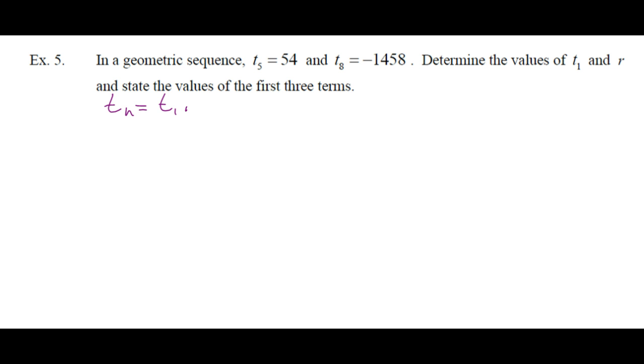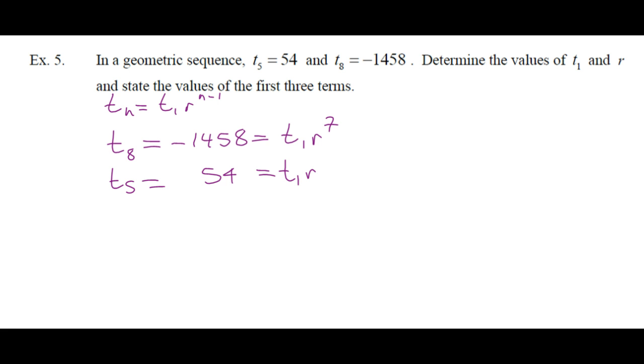All right, so we start off, we've got the formula. We know that T8, which is equal to negative 1458, is equal to T1R to the 7th. And we know that T5, which is equal to 54, which tells us that the R has to be negative, right? Because the only way you're going to get from a positive term and then have a negative later is to have a negative R. That's T1 R to the what? 4.